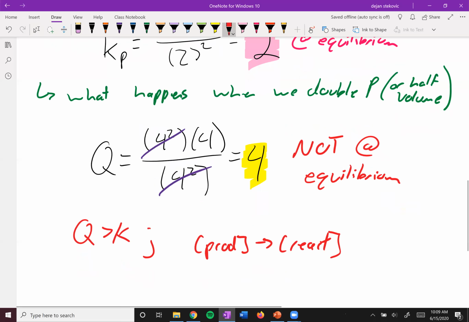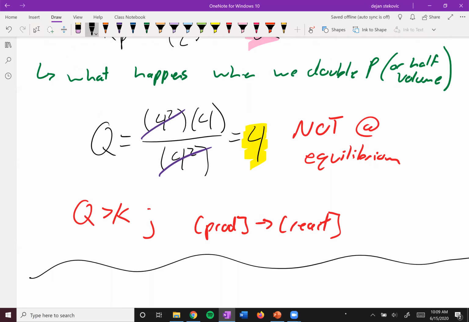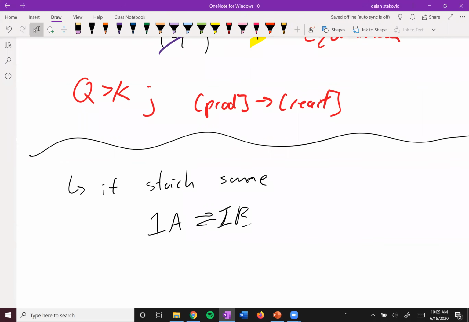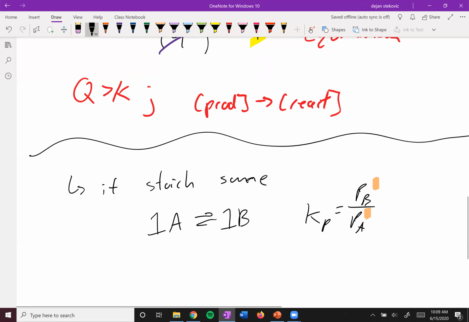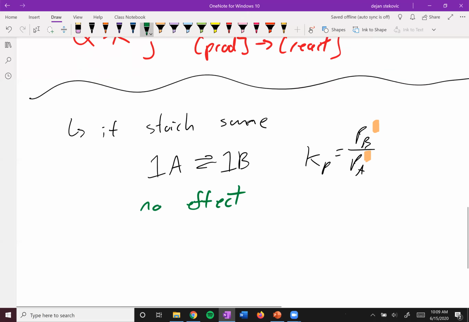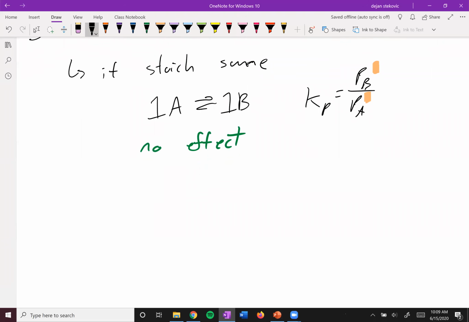And so you can think about different scenarios that you can have. If your stoichiometry is the same, for example, 1A in equilibrium with 1B, then your K is just going to be equal to P_B over P_A. These are both to the same power. And so messing with the pressure or the volume has no effect, because they will both grow or shrink at the same rate, and so it ends up canceling each other out.